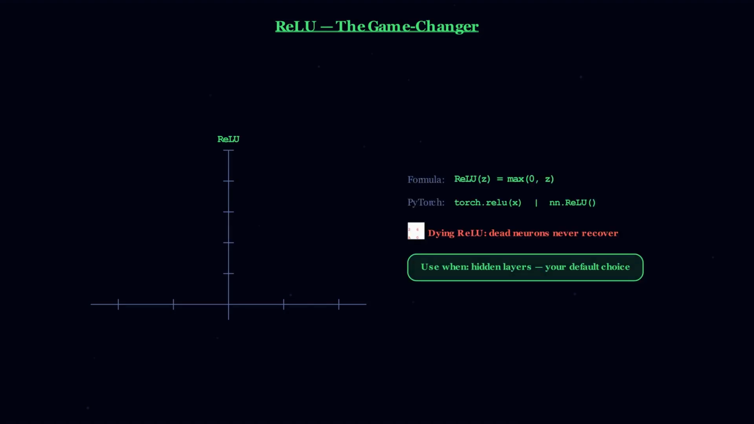ReLU, rectified linear unit. The function that made deep learning practical. Formula: max of 0 and z. If z is positive, pass it through unchanged. If z is negative, output 0. The simplest possible nonlinearity. One comparison operation. PyTorch: torch.relu of x, or nn.ReLU. The gradient is 1 for positive z and 0 for negative z. No saturation on the positive side. Gradients flow freely for active neurons.